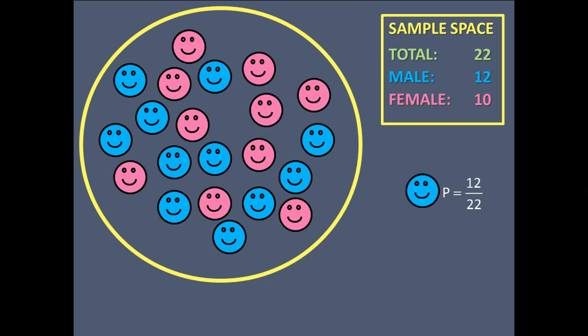Now we have to think about, does that individual get placed back into the pool? So the issue of replacement is very important here. If I was to put him back in the pool and select again, well then the next applicant would also be a probability of being male of 12 in 22.